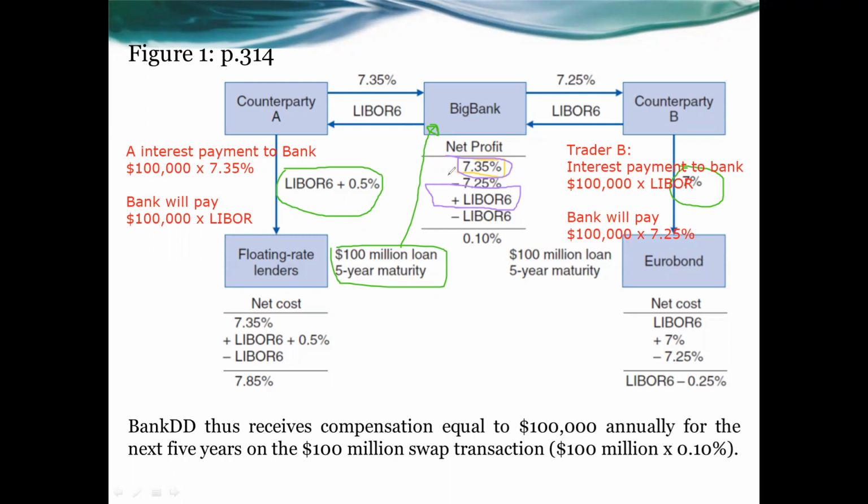Now look at the other way around. For that transaction, the bank will receive LIBOR rate from trader B. And in return, the bank will pay 7.25% interest to trader B. Look at the difference. The difference indicates that the bank will gain 0.1% from this swap transaction.